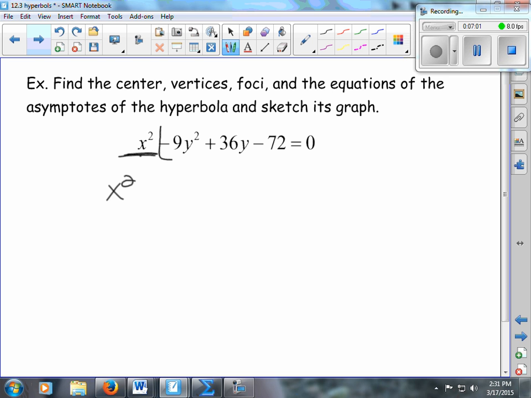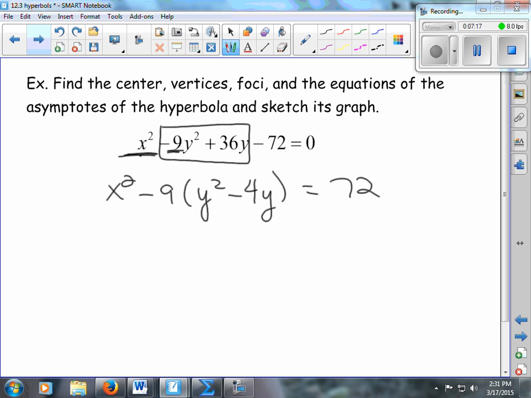But my y's are not okay. First of all, I've got a negative 9 here. I'm going to factor that negative 9 out. And so I will have y squared minus 4y. That's what's going to be left. And then I'm going to add the 72 to the other side. So the only thing that needs the square completed on it is the y's.